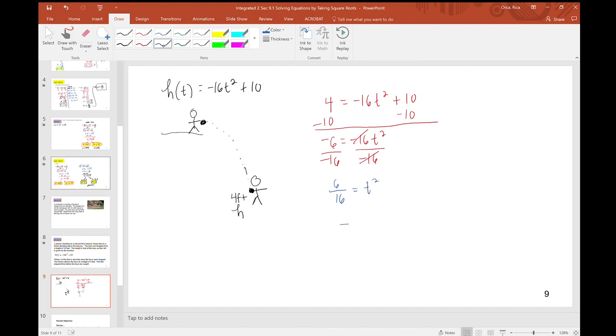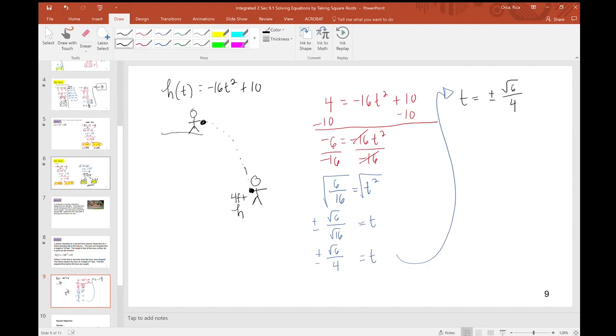So at this point, I can reduce the 6 over 16, or I can just take the square root of both sides. And I'm going to take the square root of both sides because if you look at the denominator, notice how it's a perfect square. So t is equal to plus or minus the square root of 6 over the square root of 16. So t equals plus or minus the square root of 6, and the square root of 16 is 4. T equals plus or minus the square root of 6 over 4.